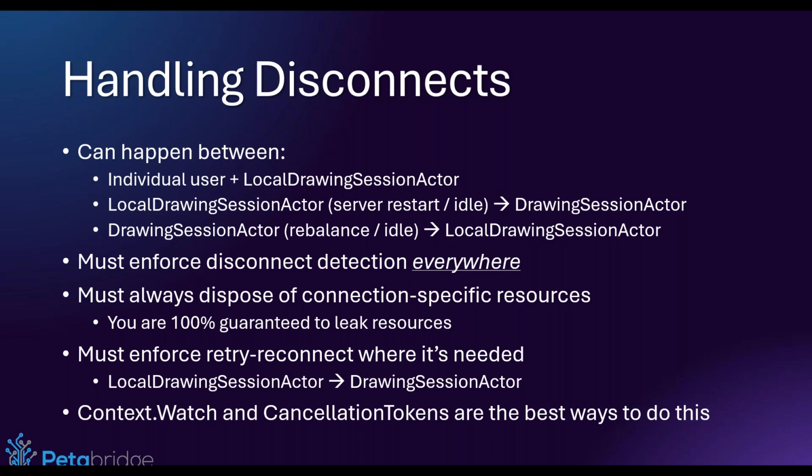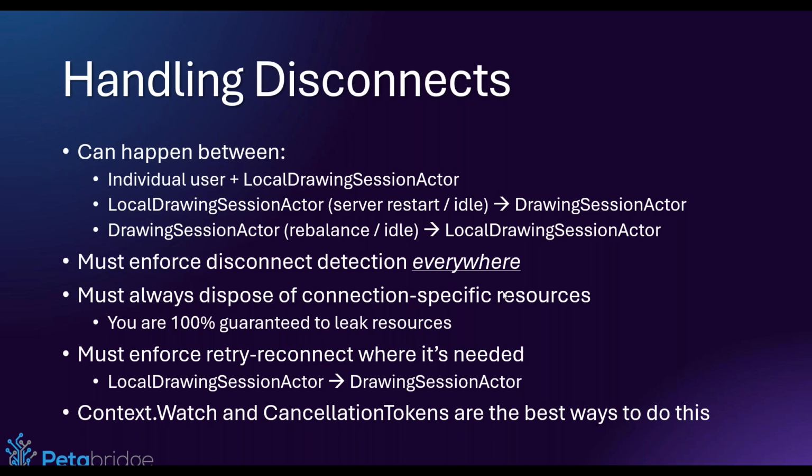The biggest problem you're going to run into building a two-way streaming system is dealing with disconnects. Disconnects can happen between the individual user and the local drawing session actor. That can happen when a user closes their tab or navigates away from that page. That's one instance. Another problem can happen where the drawing session actor notices that the local drawing session actor disappears because that server restarts. Or that actor could get killed because it's been idle for too long. The drawing session actor has to deal with that. Likewise, the drawing session actor can get killed and moved as a result of, let's say, a rebalancing. And the local drawing session actor also has to know how to deal with that.